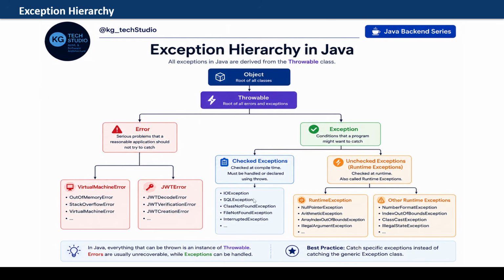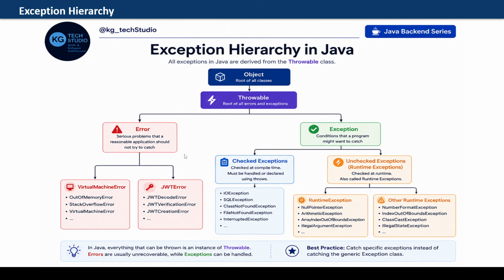But on the other hand, if any class extends RuntimeException, then it comes under the category of runtime exception, which is also called an unchecked exception. Unchecked exception means these exceptions are caught only by the runtime environment. The Java compiler is not able to recognize those exceptions because they are unchecked exceptions. For example, NullPointerException, ArithmeticException, ArrayIndexOutOfBoundsException all come under unchecked exceptions.